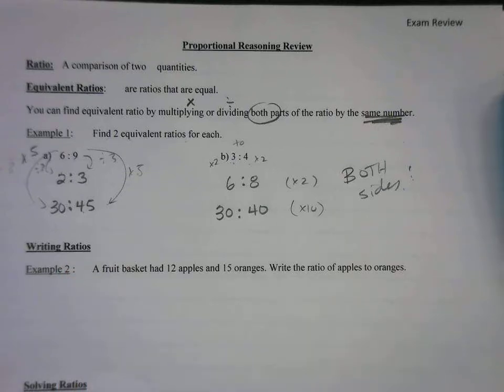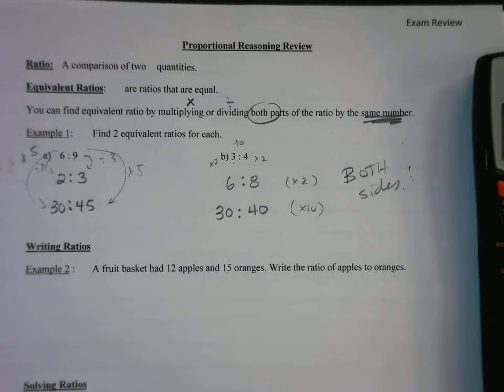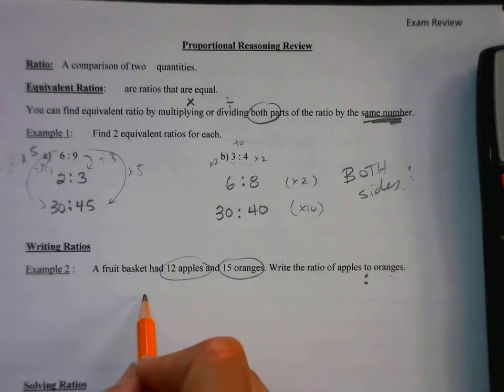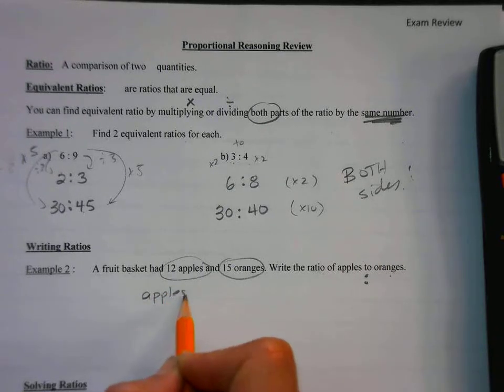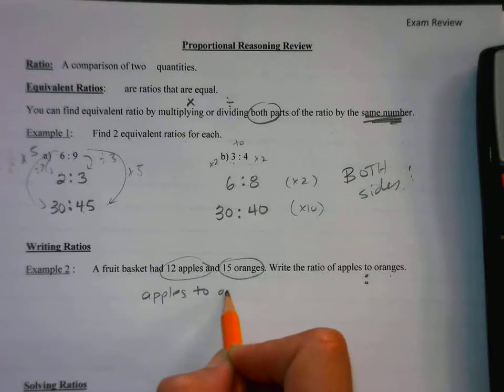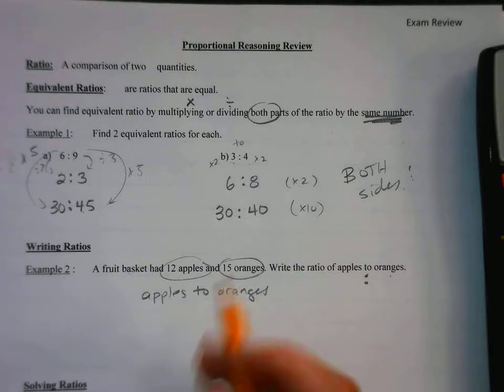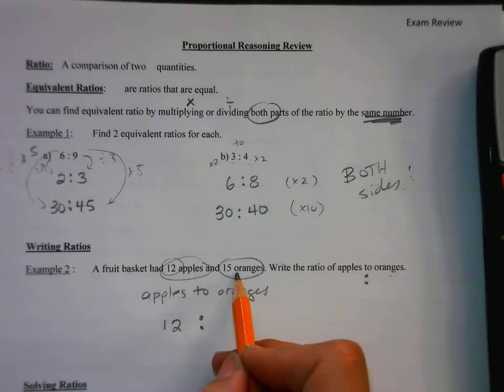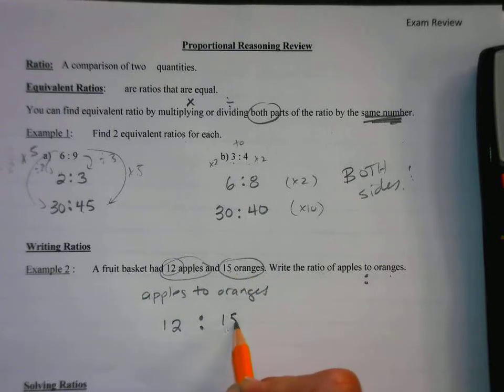So writing ratios. To write ratios, we need to take the language and put it into math. A fruit basket had 12 apples and 15 oranges. Write the ratio of apples to oranges. So sometimes what I do is they want apples to oranges, so this "to" becomes the dots. Look up here, there's 12 apples. Look up here, there's 15 oranges.